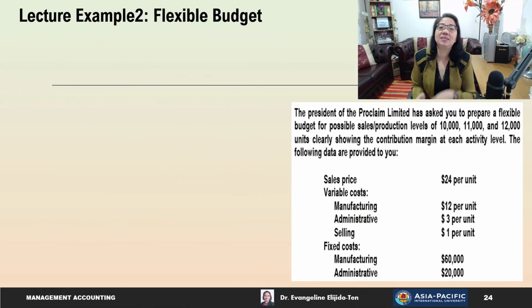All right, so that's one way of applying what we have learned in flexible budgeting. Another way is by preparing a flexible budget at different levels of operation. So illustrative example number 2 is about that. Here we are told that the president of Proclaim Limited has asked you to prepare a flexible budget for possible sales and production levels at 10,000, 11,000, and 12,000. And we're provided with the selling price, variable costs for manufacturing, administrative, and selling, as well as the fixed costs.